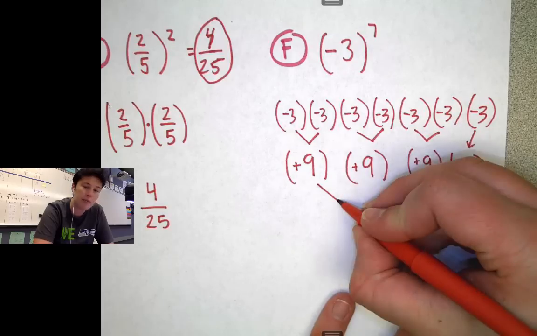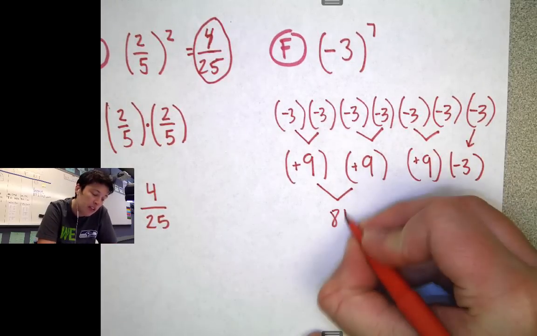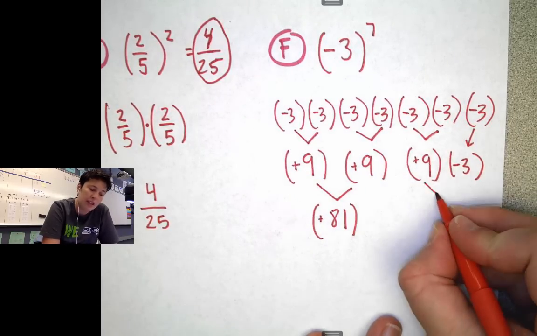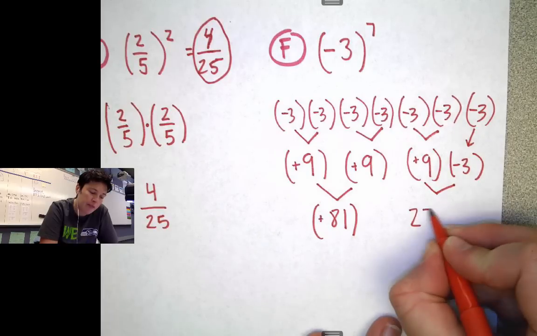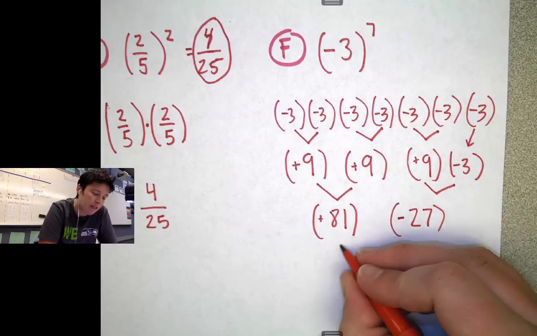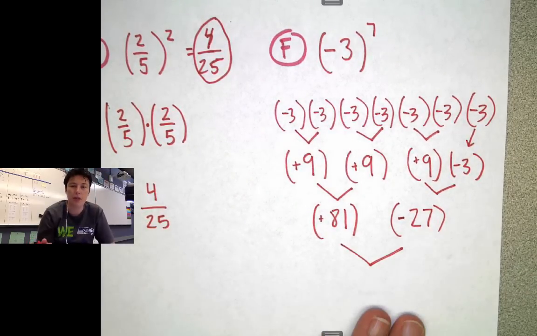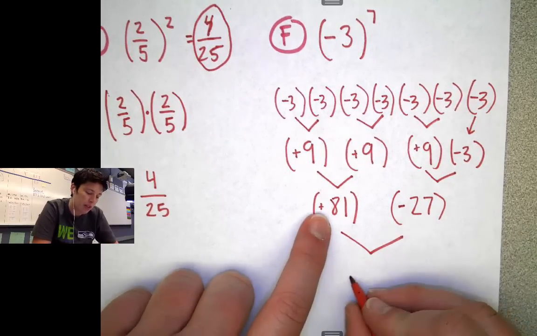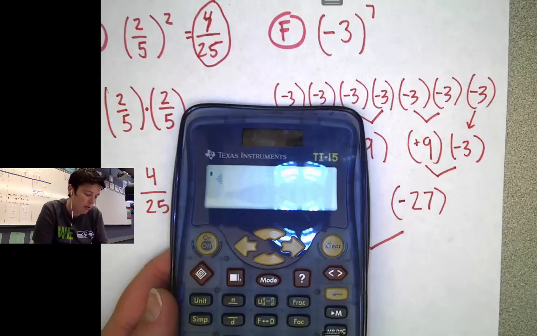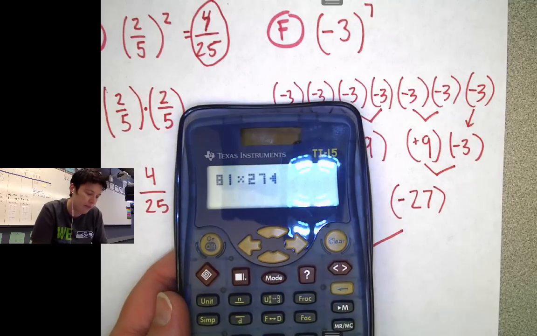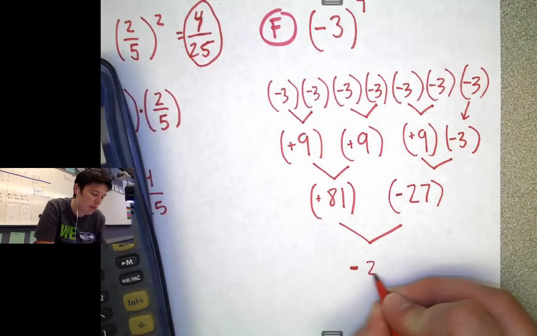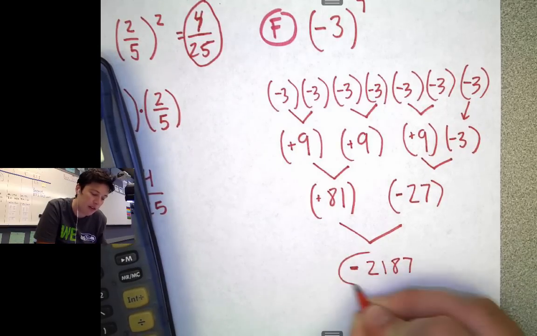And we're still multiplying. So now I get to do 9 times 9. Well, 9 times 9 is 81. Positive and a positive is a match, so it's still a positive 81. I get to do 9 times 3, which is 27. A positive negative is not a match. That's a bad match, so that's a negative. And now I'm down to my final step. 81 times negative 27. Well, they don't match, so I know my answer is negative. I don't know 81 times 27 off the top of my head, so I'm going to grab a calculator here and do 81 times 27 equals 2,187. 2,187. And there's our answer.